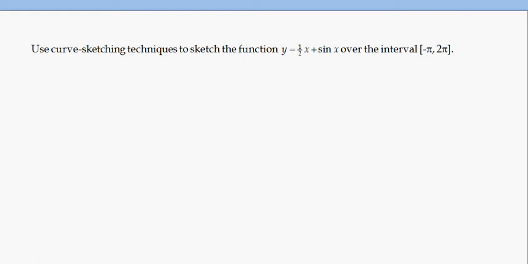We're going to use curve sketching techniques to sketch the function y equals 1/2 x plus sine of x over the interval from negative pi to 2 pi. So the domain has already been set for us, and so we'll begin by finding the first derivative.